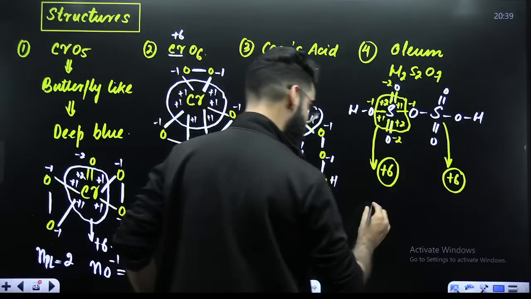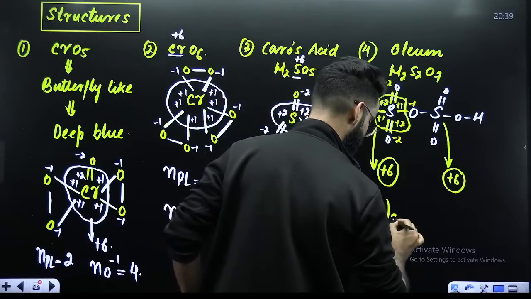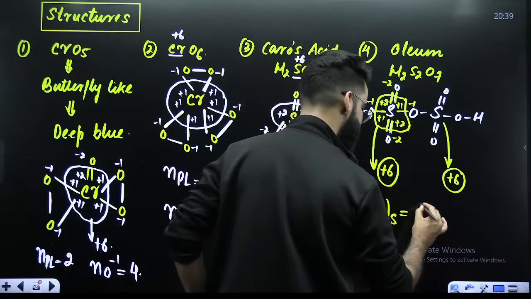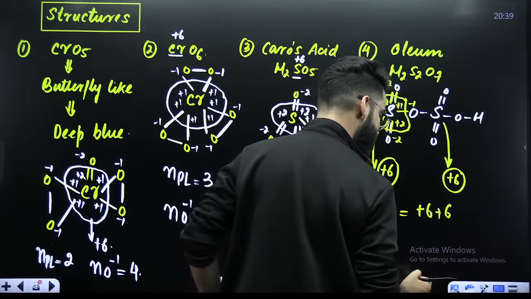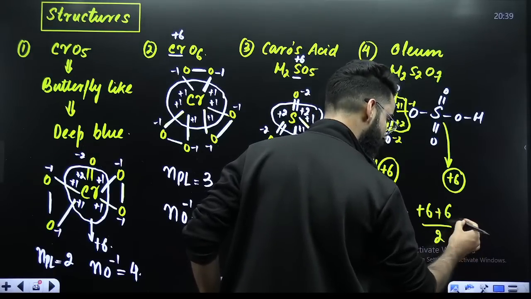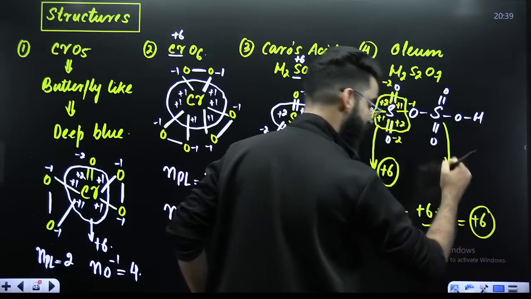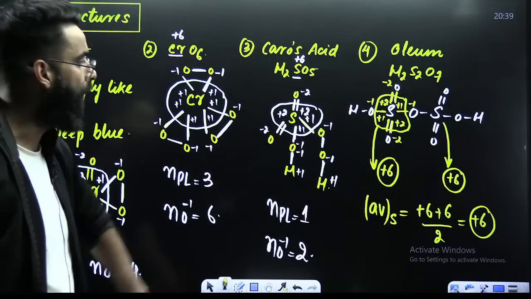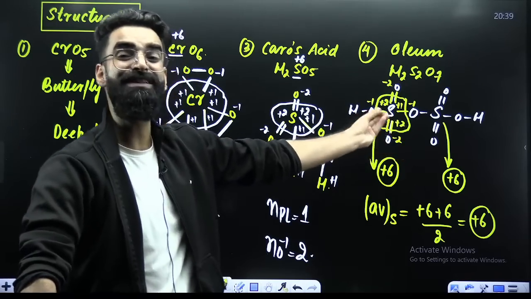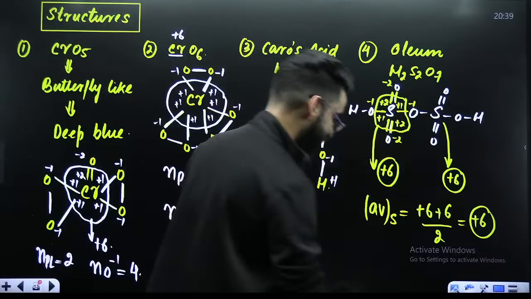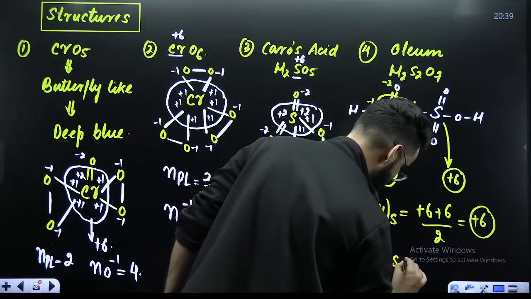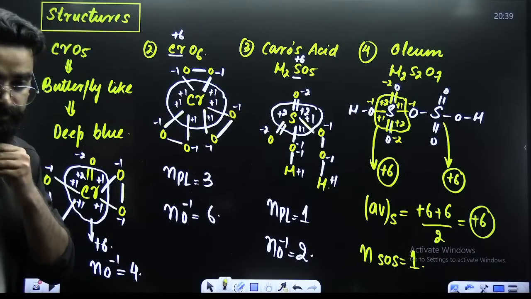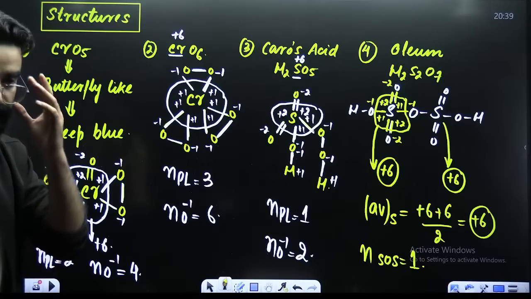If there are 2 sulfur atoms, let's calculate the average oxidation state of sulfur. The first sulfur shows +6. The second sulfur shows +6. How many sulfur atoms are there? 2, right? So the average oxidation state of sulfur also comes out to be +6. Right? Now, over here there is no peroxide linkage, but there is one special linkage, that is the S-O-S linkage. This can be asked: how many S-O-S linkages are there? There is one S-O-S linkage in your oleum, H2S2O7. Got it?